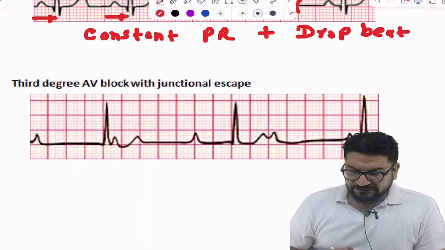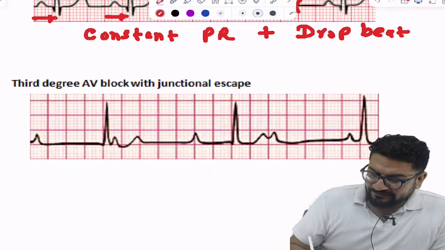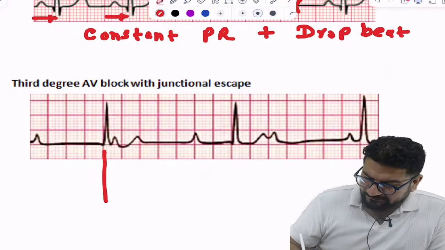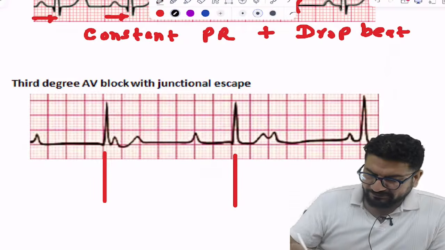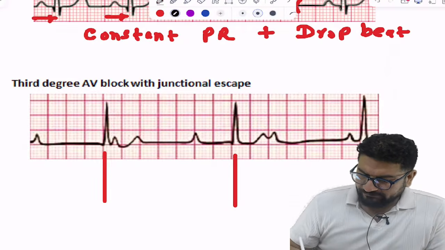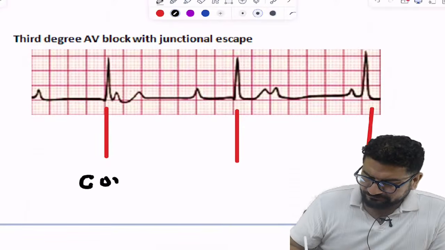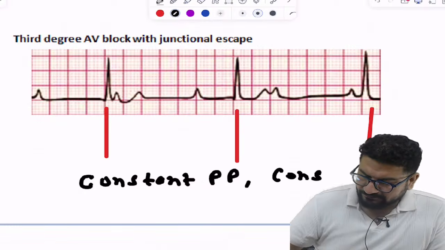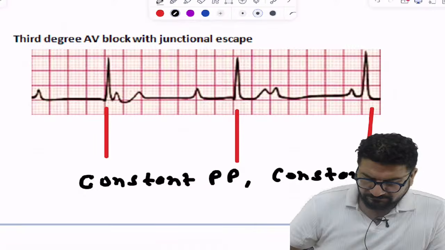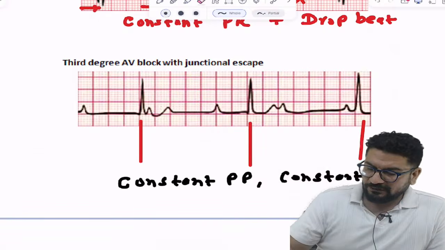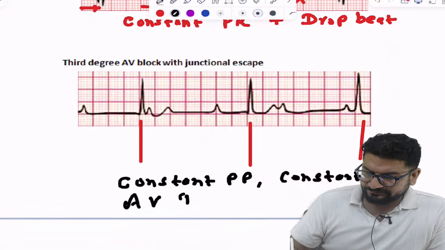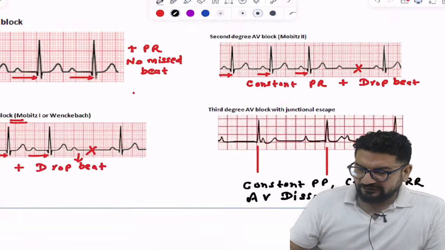This is Mobitz 2. And whenever you see AV dissociation, understand, what is AV dissociation? You can see a constant P and constant R. So when you see the length of R, this length of R, and similarly the length of P. When you see a constant PP and a constant RR, it is called third degree, or what we call AV dissociation.